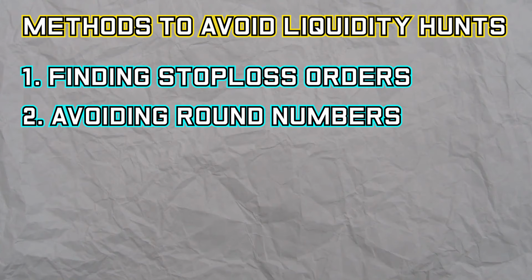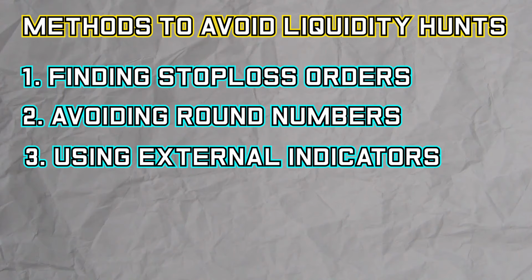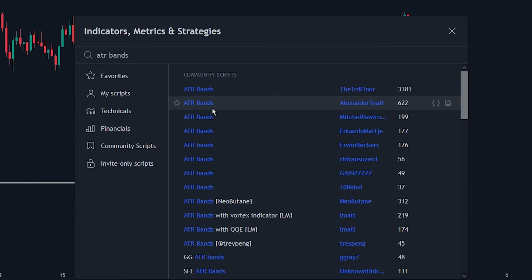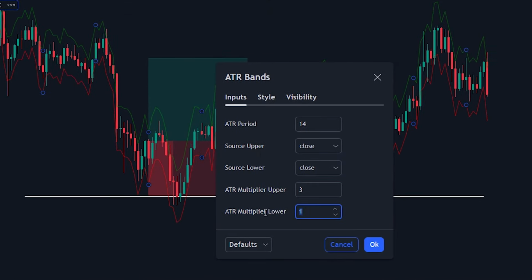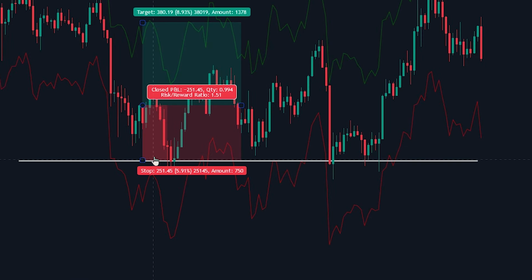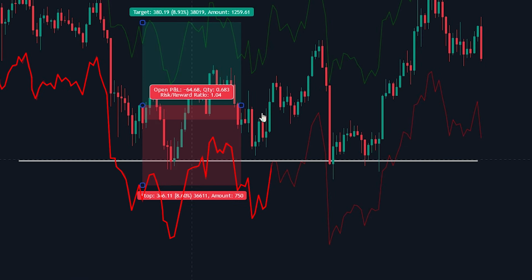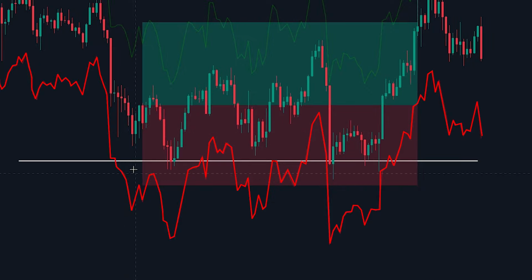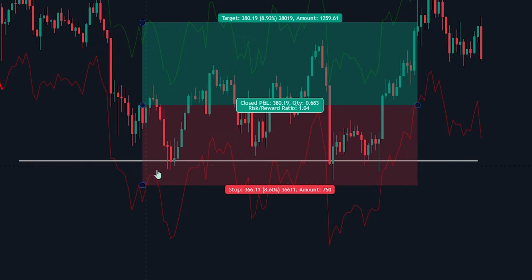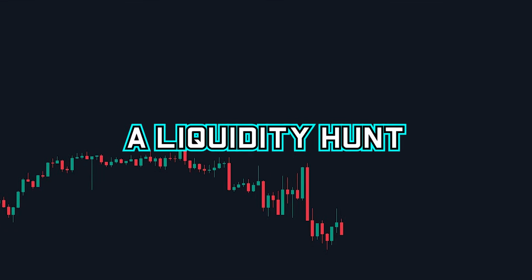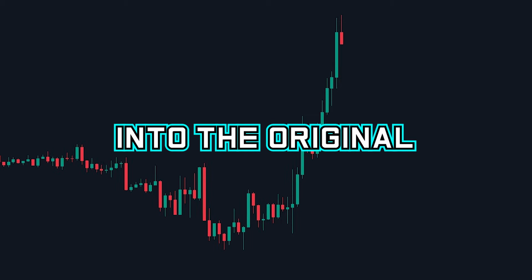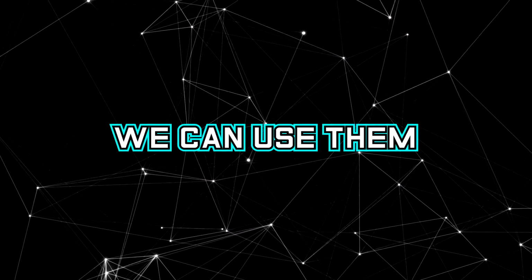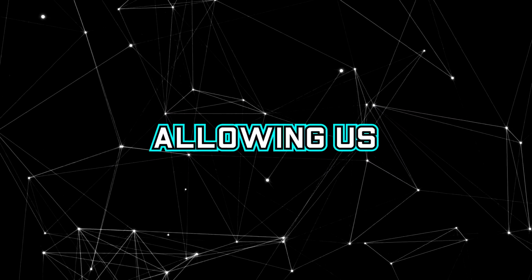The final way of avoiding liquidity hunts includes using an indicator to determine the rhythm of the market. By using an indicator such as the ATR bands with a 3x multiplier, we can see that the previously shown liquidity hunts were completely avoided. This is because the ATR takes into account the volatility of the market. After a liquidity hunt, we will usually see a sharp move into the original direction of the trend. Knowing that these liquidity hunts occur, we can use them to enter into positions, allowing us to trade with the smart money.